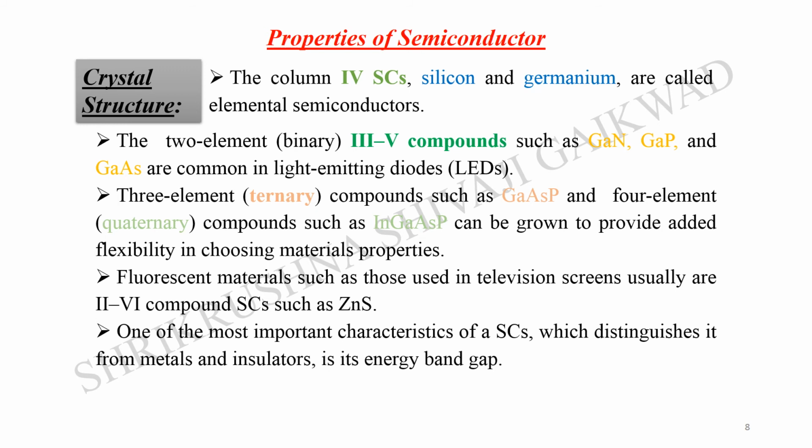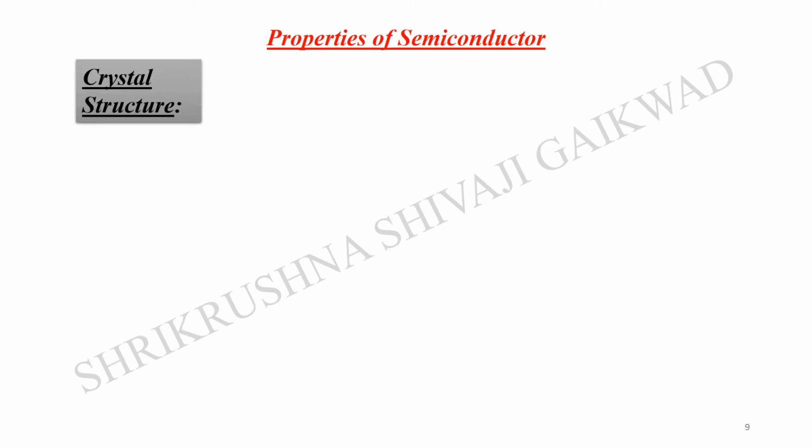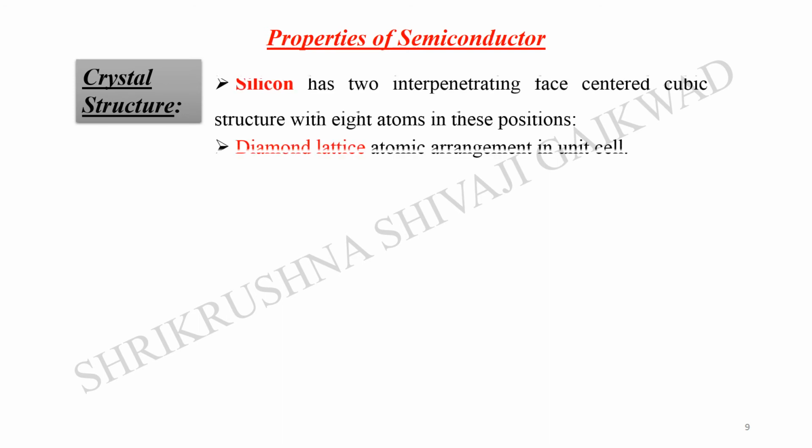Now, one of the most characteristic properties of a semiconductor, which distinguishes it from metals and insulators, is its energy band gap. So on the basis of the energy band gap only, we distinguish these materials from metals and insulators. When we started with crystal structures, I said that there is a difference between the diamond lattice and the zinc blende lattice. So let's try to understand what is exactly happening over there. Silicon has two interpenetrating FCC structures with 8 atoms in these positions, in the diamond lattice arrangement in the unit cell.